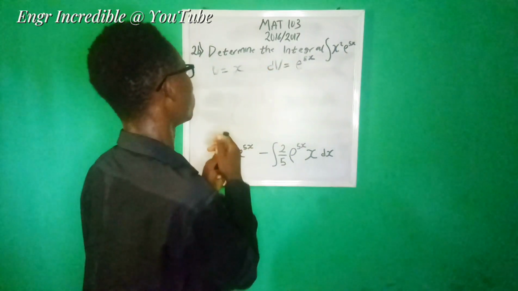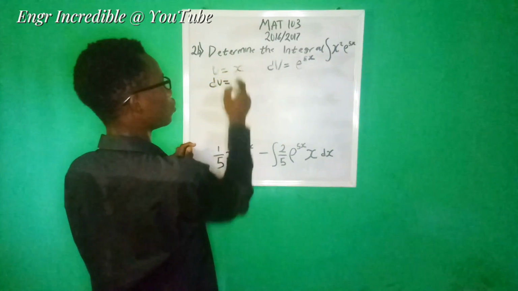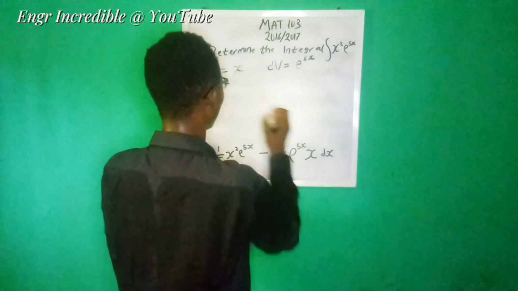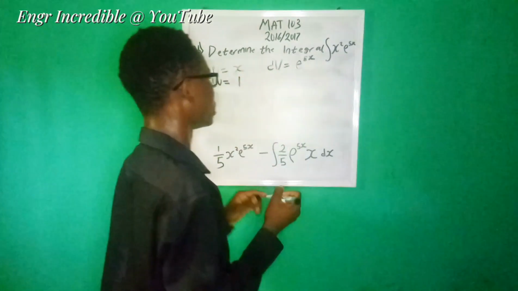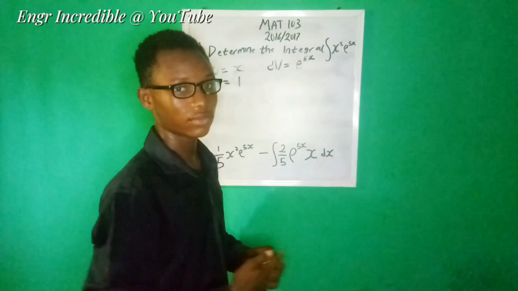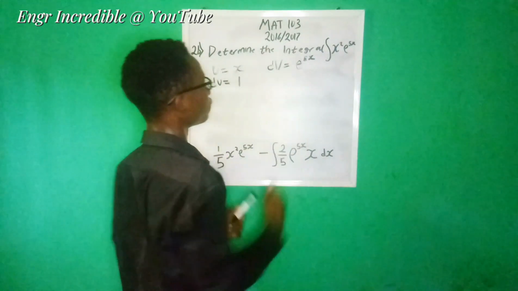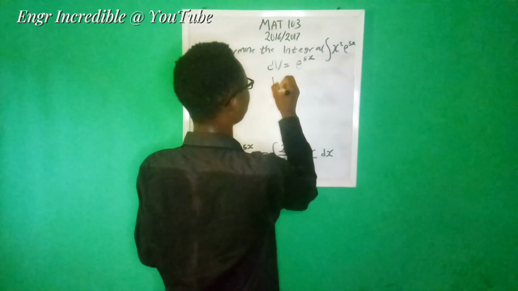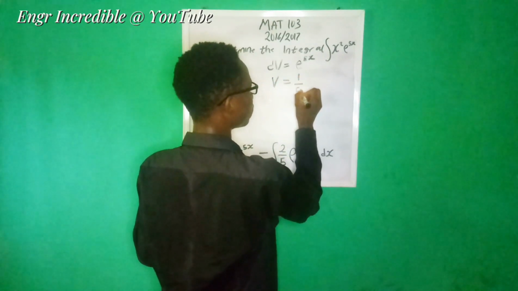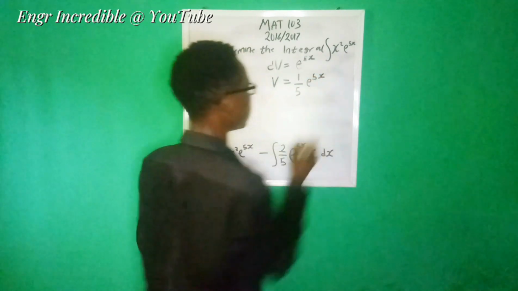So from here, we are going to find du. Our du is equal to, when you differentiate this, it's going to give us 1. We are going to have 1, and our v, when we integrate dv back, is going to give us 1 over 5. This one will give us 1 over 5 times e raised to power 5x.